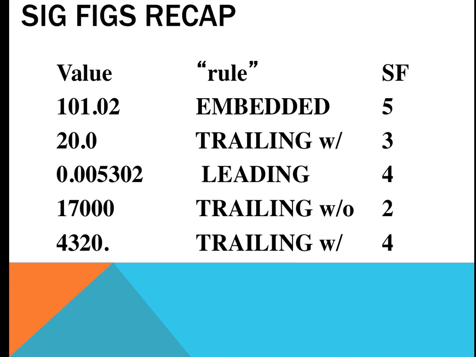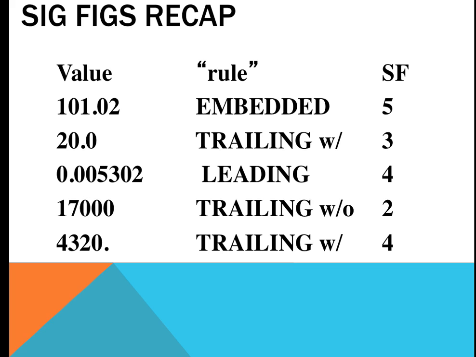Let's do a quick recap of Sig Figs and our rules. If we have the value 101.02, we are actually showing embedded zeros there. They all count, so we have 5 Sig Figs. In the value 20.0, we have trailing zeros with a decimal place, so we have 3 significant figures. In the value 0.005302, we're focusing on the leading zeros. They're placeholders, they don't count. We do have 1 embedded zero, so it counts, so the total Sig Figs is 4.